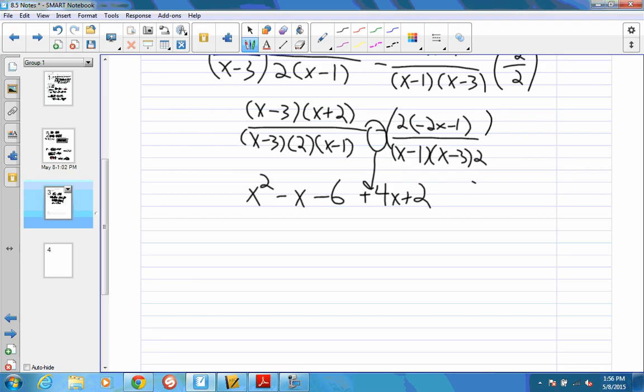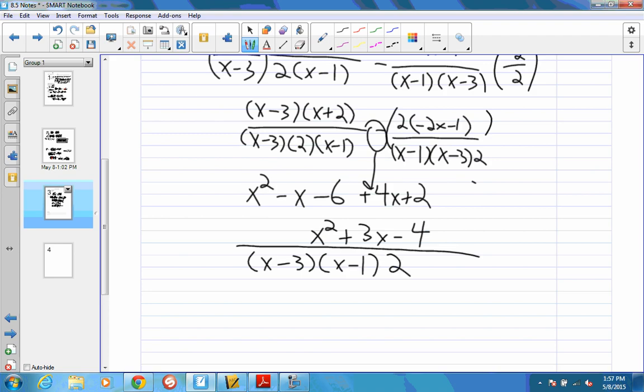Hold on. Let's combine these and then we'll restrict. Good. So I've got an x squared, I've got a negative x and a positive 4x, which is plus 3x. Negative 6 plus 2, so negative 4. Good, and that is all over x minus 3, x minus 1, and 2.